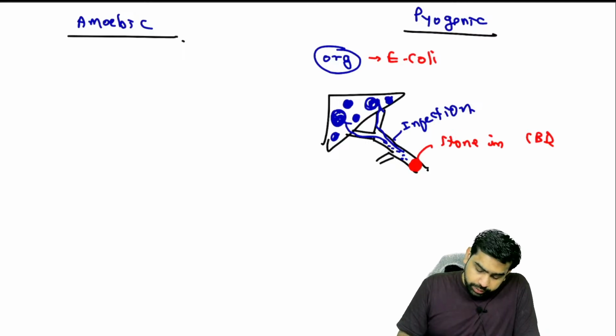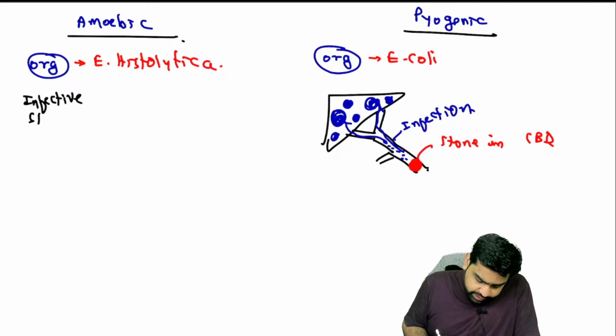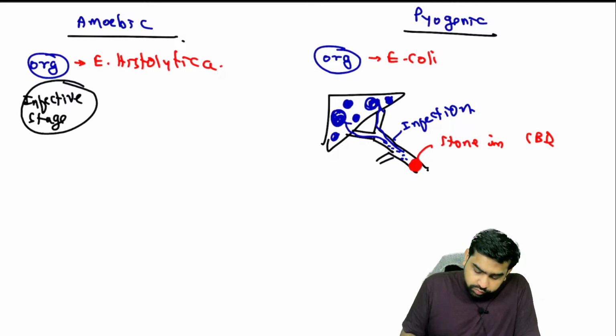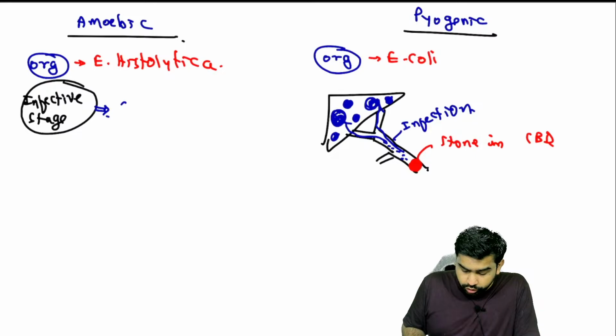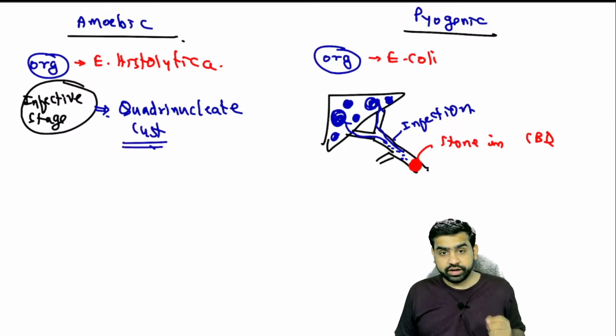Now what about the amoebic liver abscess? What is the organism associated with the amoebic liver abscess? We all know it is Entamoeba histolytica. They keep on asking you about the infective stage. What is the infective stage for the amoebic liver abscess? It is a quadrinucleate cyst. So the infective stage for the amoebic liver abscess is your quadrinucleate cyst.